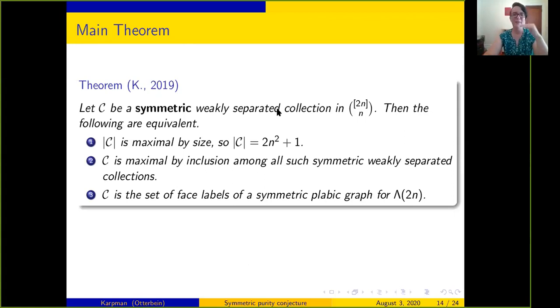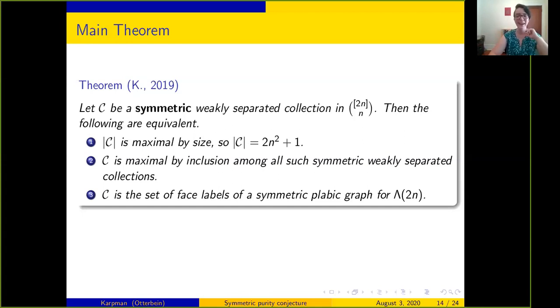So we have an equivalence between being a symmetric weakly separated collection which is maximal by size among all such collections, a collection being maximal by inclusion among all symmetric weakly separated collections, so not contained in a larger collection, which checks all of those boxes. And that's in turn equivalent to being the set of face labels of a symmetric Plabic graph.